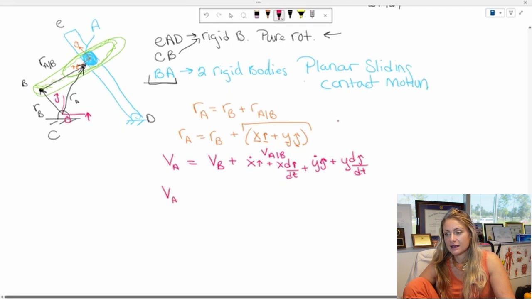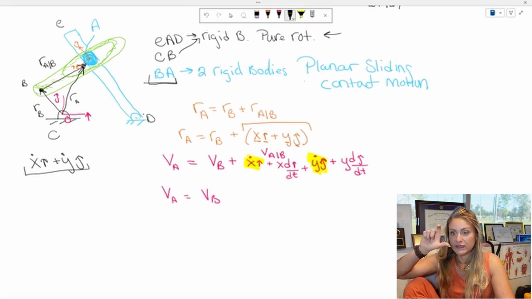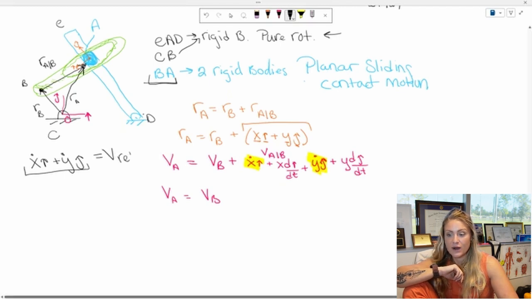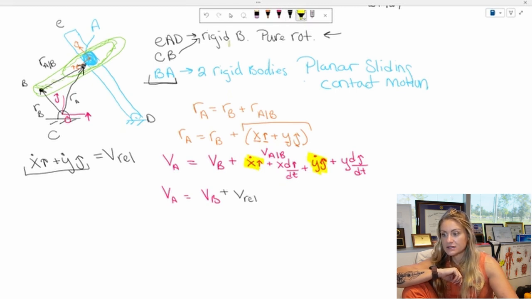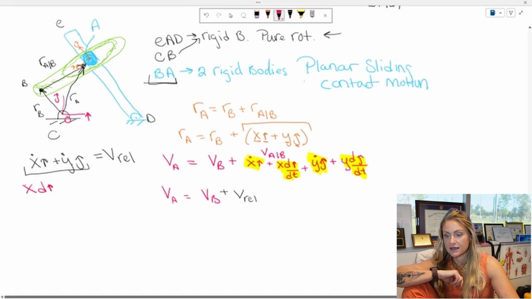Okay, so now VA equals VB. Let's look at some like terms here. We have an x dot i and a y dot little j. If I say x dot i plus y dot j, this is the velocity of the two points of interest, my A and B. That's the relative velocity between them, and we term that as V rel. Okay, so I can say plus V rel. Now I also have this guy and this guy. So let me pull them to the side. I have x di dt plus y dj dt.